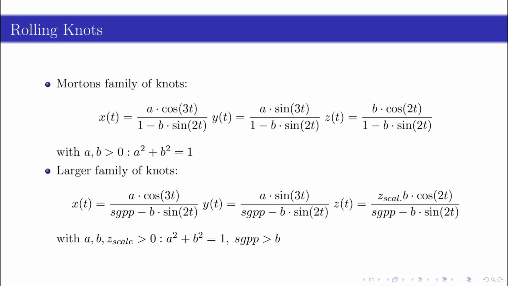Our work is based on this family of tritangentless knots created by H.R. Morton, but to possibly find knots that roll even better than the best rolling Morton knot, we introduced two new parameters. One is this Z scaling parameter that just stretches out the Z component of each knot, and the other one you can see in the denominator of the coordinate.